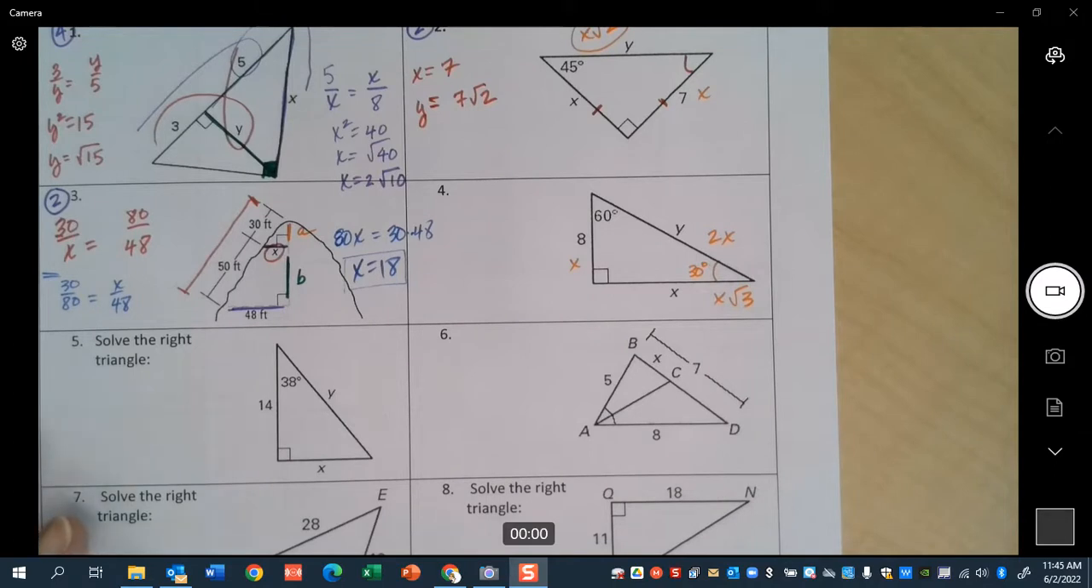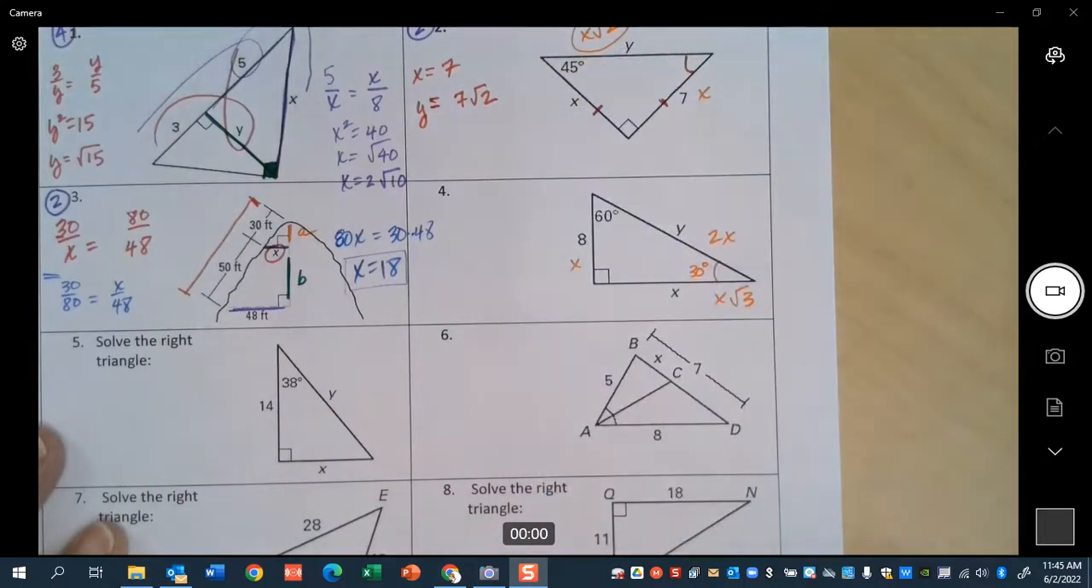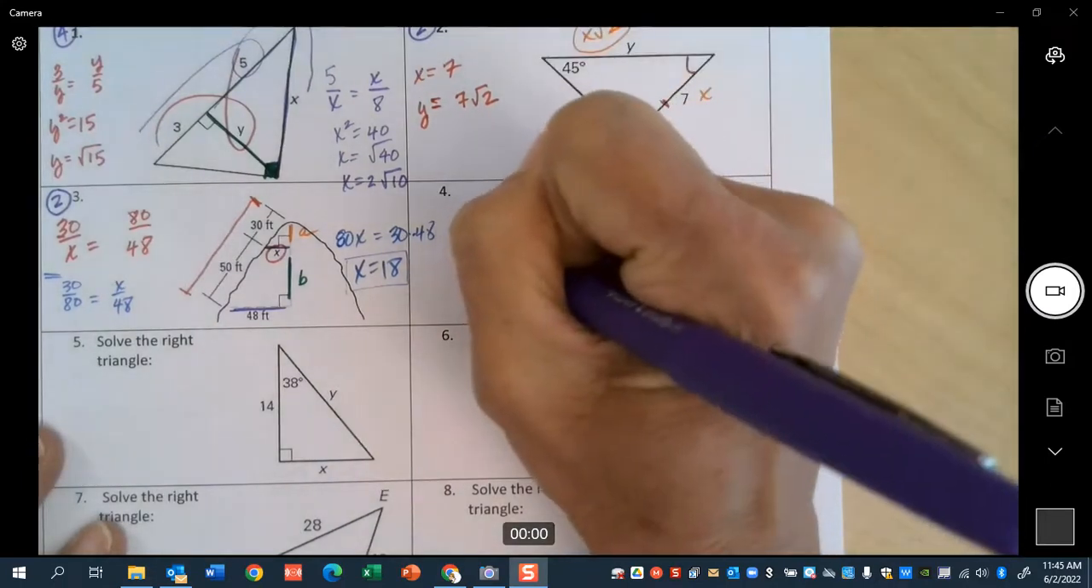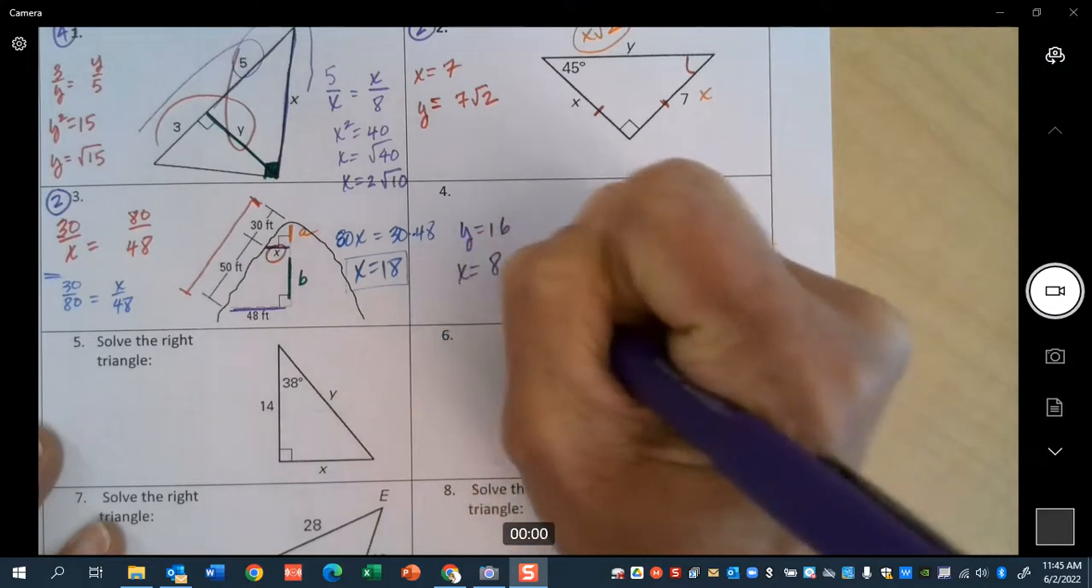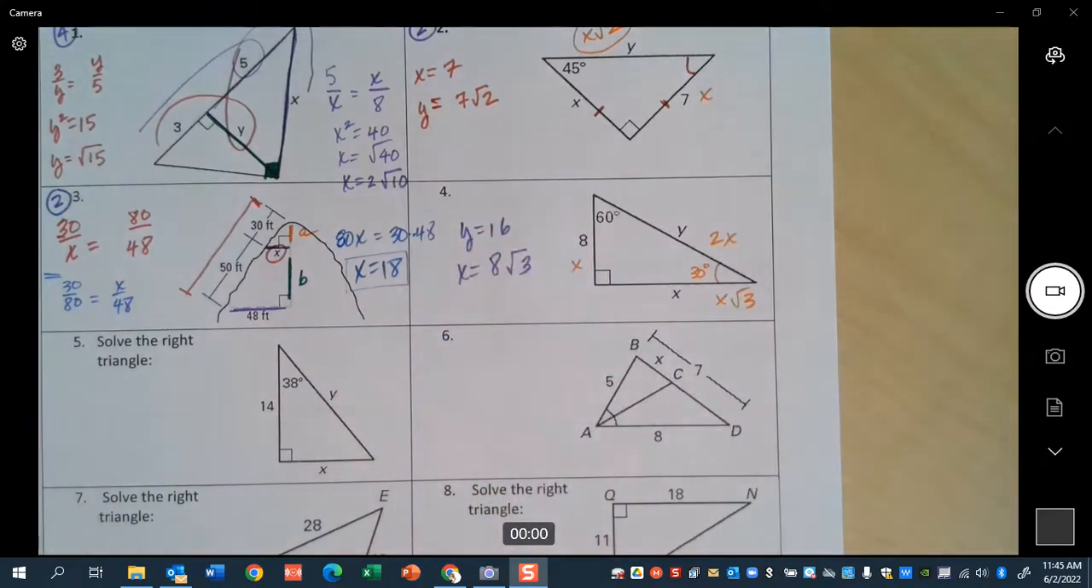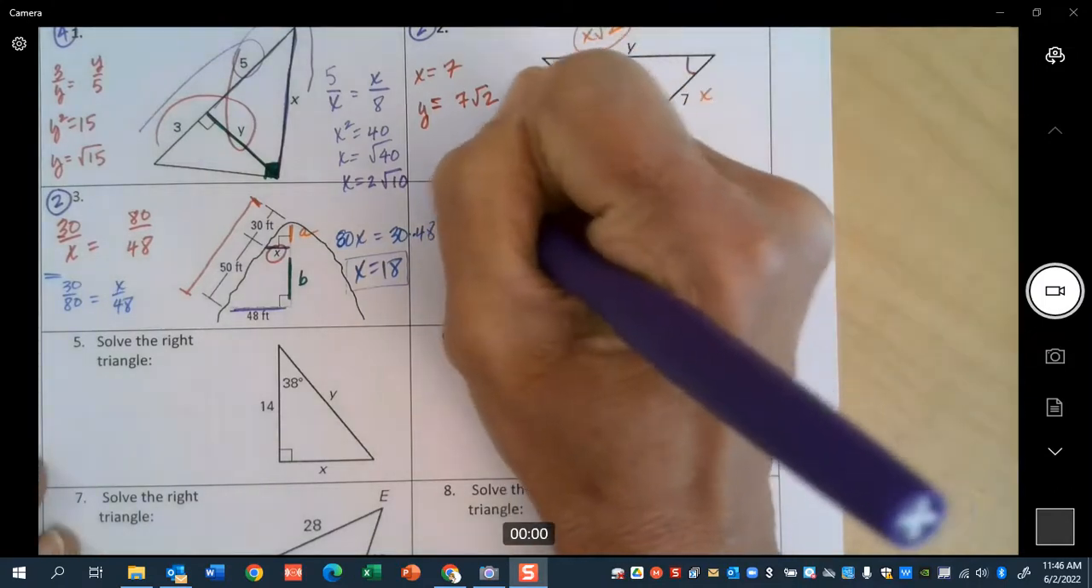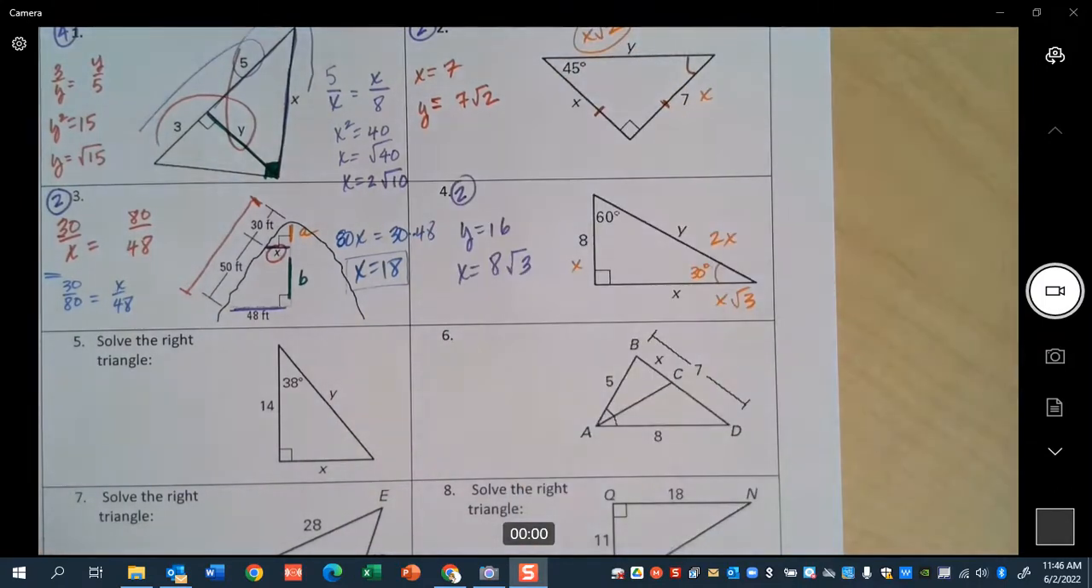With those relationships, I know that then y is going to be equal to 16 and x is going to be equal to 8 roots of 3. 2 points for that one. How are you doing? 1 for each one.